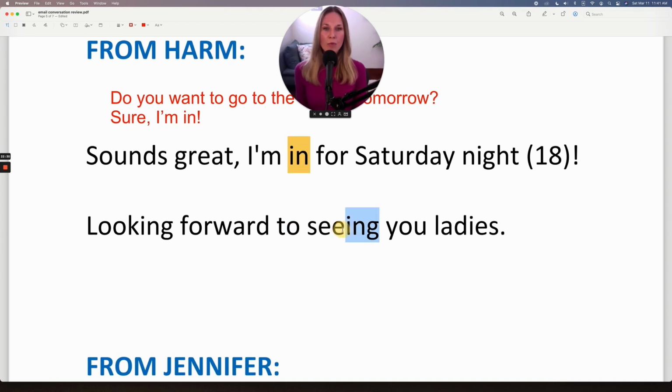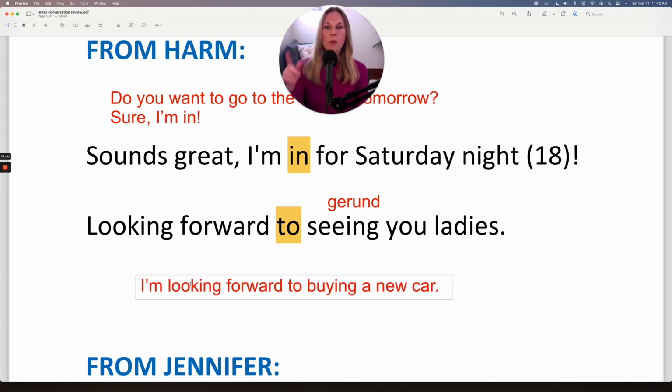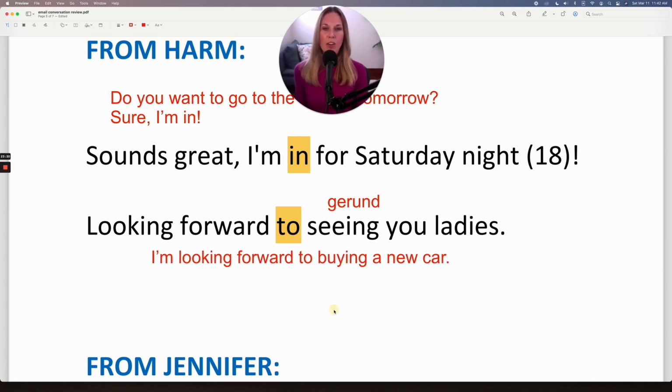Now notice, to and then our verb ing, because to is functioning as a preposition and we use gerund verbs after prepositions. I see a lot of mistakes with this expression, even though it's one of the most common expressions in English. Looking forward to going on vacation. I had to think of something that I'm looking forward to. Looking forward to buying a new car, whatever it might be. And then I should point out, because it's not included, it's I'm. So it's to be looking forward to because it's taking place right now. I'm looking forward to buying a new car. So don't forget that gerund verb.